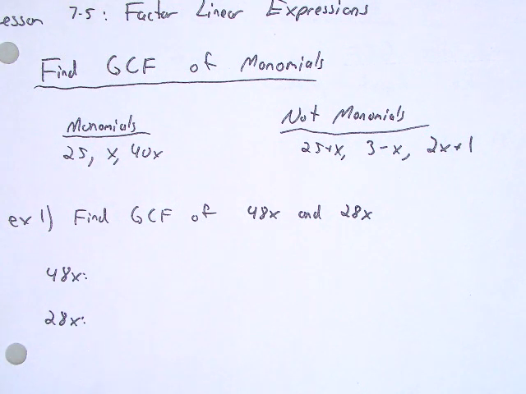All right, today we're going to be talking about Chapter 7, Lesson 5. This is all about factoring linear expressions. And when we are looking at factoring linear expressions, the biggest thing that we should be looking at is what is the GCF, or the greatest common factor, of both monomials.